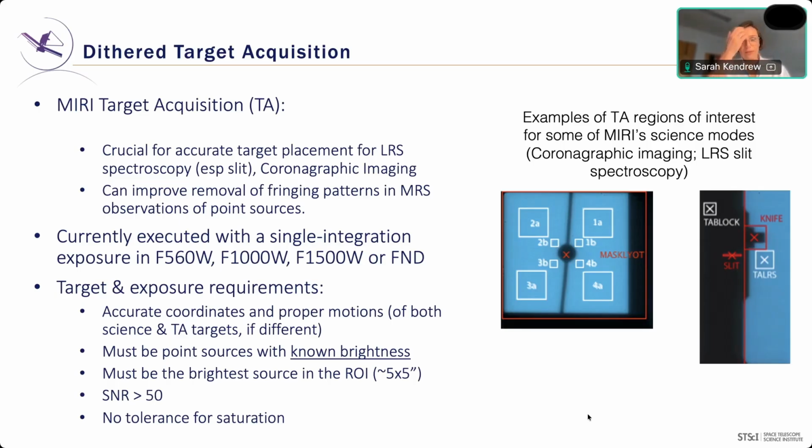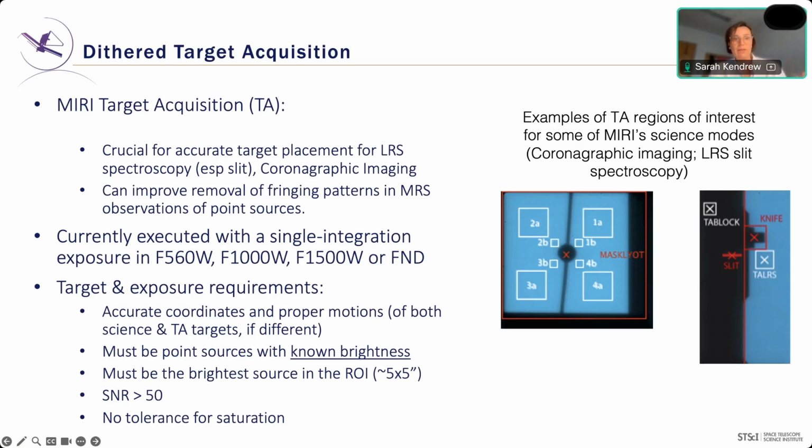We have a list of requirements that we have documented in JDox. So things like the coordinates and proper motions are very important. They have to be point sources with a known brightness. They've got to be the brightest source in these TA regions of interest, which are typically about 5 by 5 arcseconds. High signal to noise, no saturation.